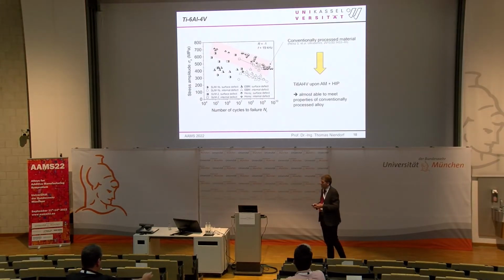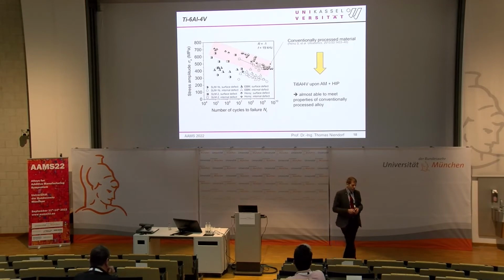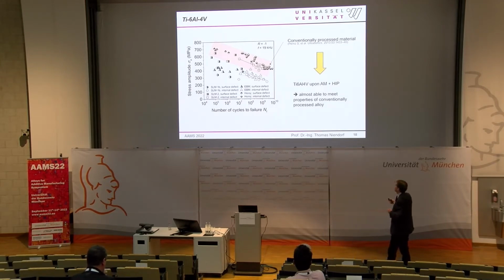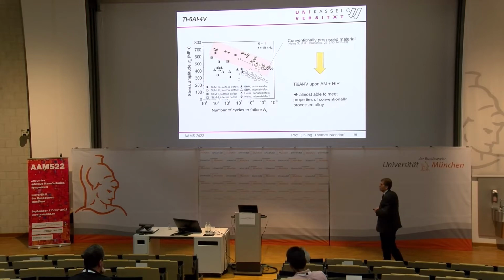I'm looking at a reference system at that point, so this is conventionally processed material. This is just taking data points out of the literature, from colleagues in Kaiserslautern, and we see if we do additive manufacturing plus additional HIP, we almost can meet the properties of the conventionally processed materials.